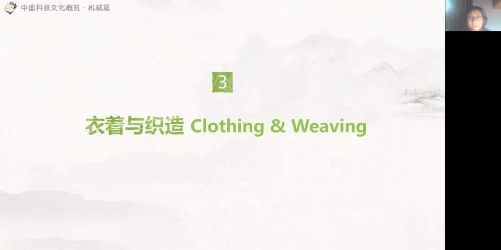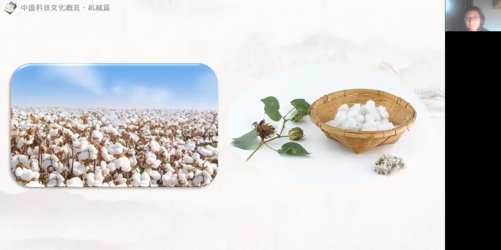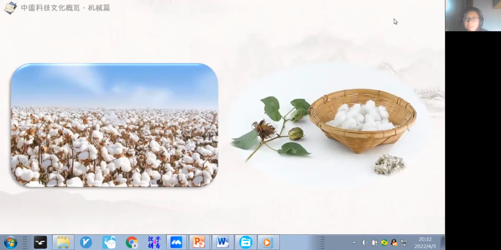Now we are going to introduce part 3, 衣着与织造, clothing and weaving. This is cotton. So we need the cotton fibers. Here is the cotton field. Do you know how to remove the cotton seeds? If we need the cotton to work, how to remove the seeds?